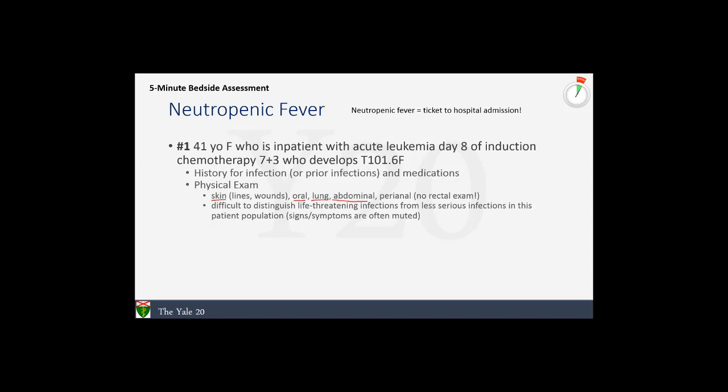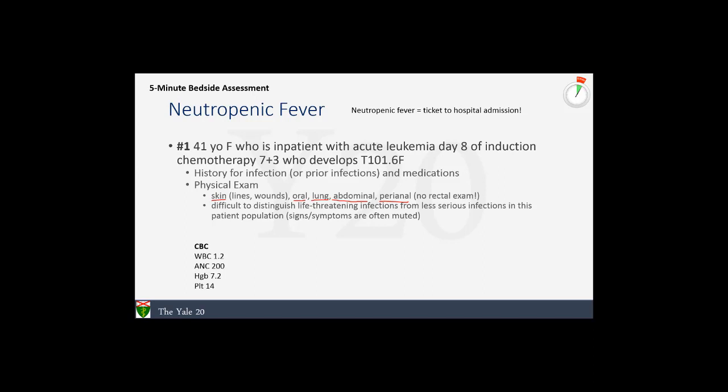The belly also is a common source of infection. You want to feel the belly if anywhere is distended, if there's any particular pain in the belly. And then don't do a rectal exam on someone who is neutropenic, but you can look around the anus to see if there's any skin breakdown, any wounds as possible sources of infection. So of note, it is often really difficult to distinguish life-threatening infections from the less serious infections in this patient population. Oftentimes the signs and symptoms are muted because they don't have the neutrophils to mount a huge inflammatory response.